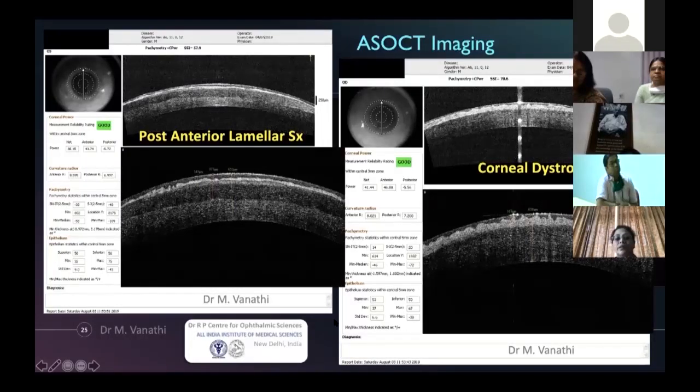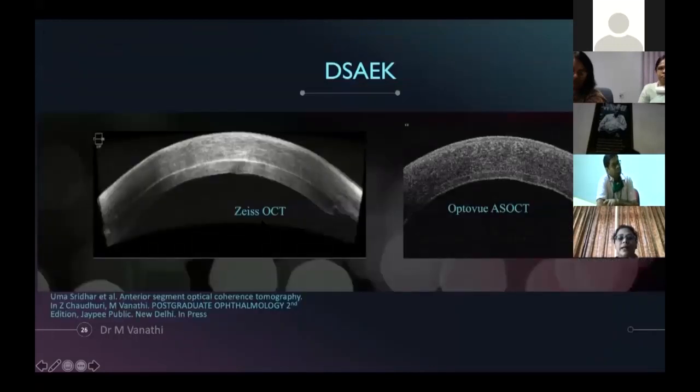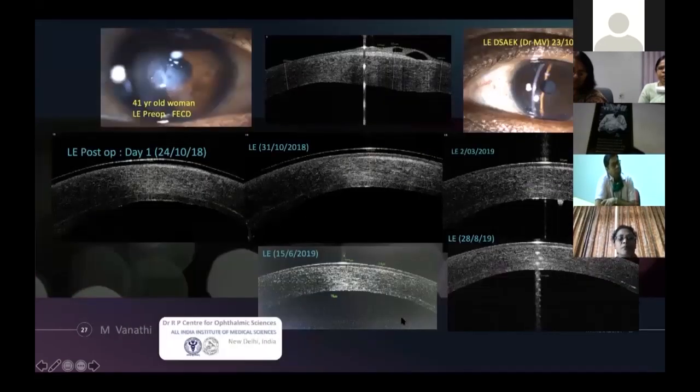When you're looking at endothelial involvement, the host cornea here, and this is the slit lamp mounted Zeiss OCT, and this is the OptoView, which is the Fourier domain OCT imaging. Another important fact to remember when you're doing these lamellar grafts is that ASOCTs are important in serial follow-ups, helping you to pick up endothelial rejections and stromal rejections in cases of DALK. If you miss out on your ASOCTs, you probably can miss these rejections, which are reversible when they are picked up earlier on.